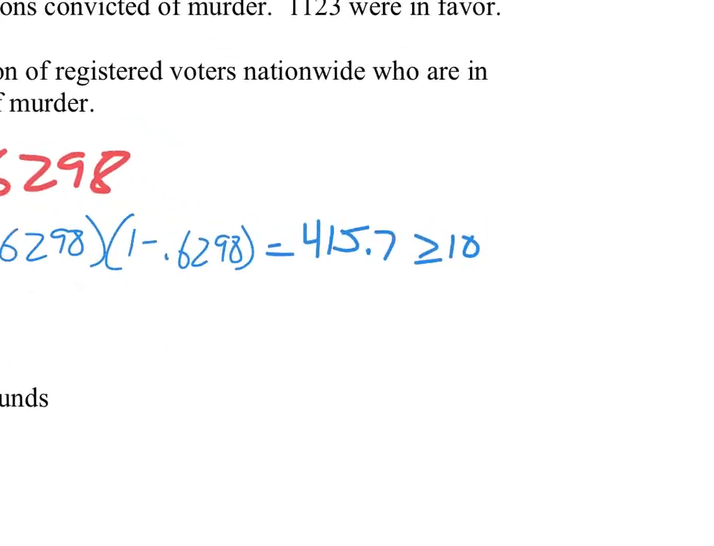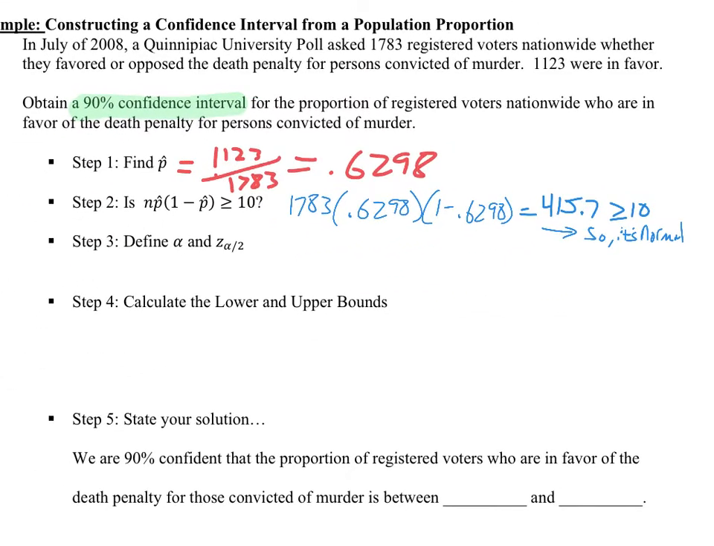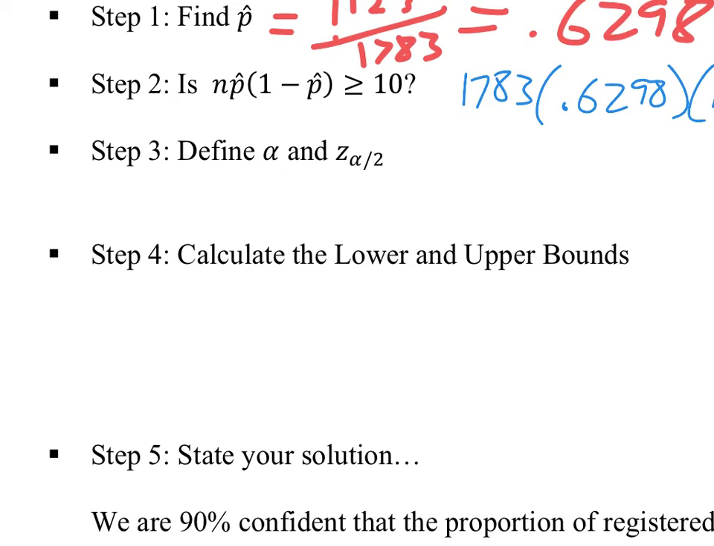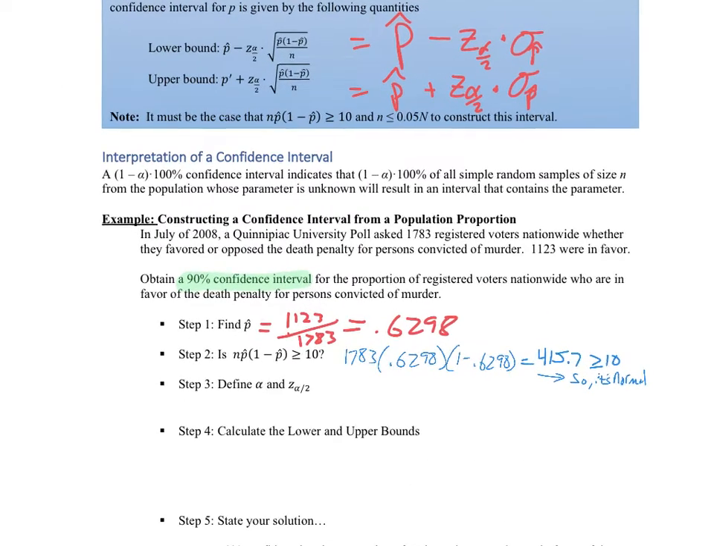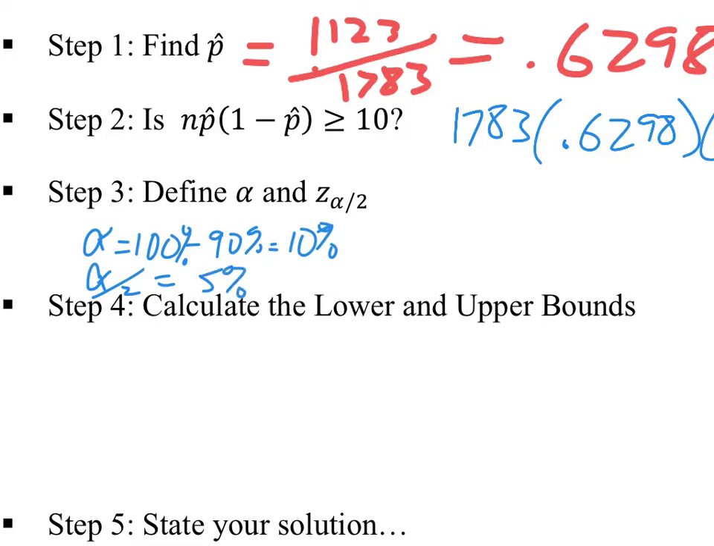So this implies that we have a normal population. That is, the distribution of p-hats will be normal. Since it's normal, we can use our z-table, our normal distribution. So we need to define alpha here. We wanted a 90% confidence interval, so alpha is 100 minus 90%, that's 10%. Alpha over 2 is going to be 5%, half of that alpha. So we need to find z of alpha over 2.